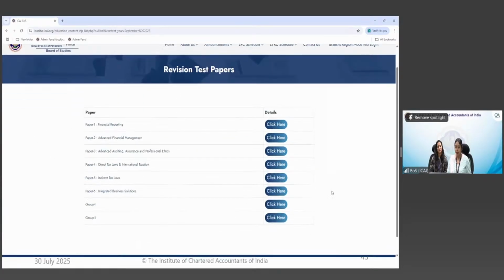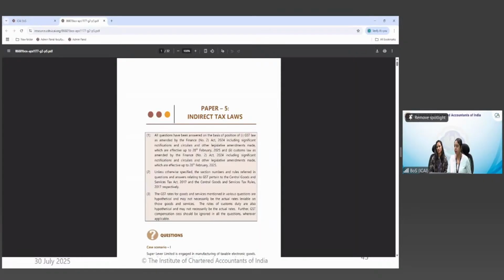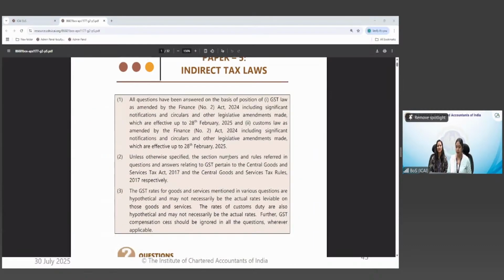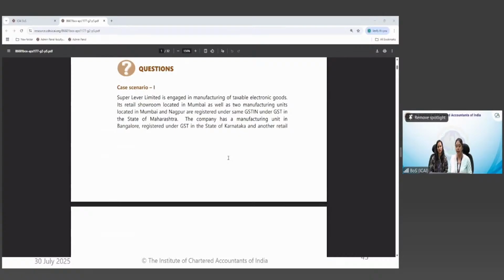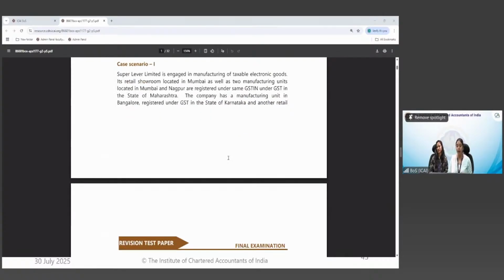So this is the revision test paper for indirect tax laws which is available. Actually, we have taken a lot of latest amendment-based questions. We'll take you through that also. We'll just have a glance at the RTP, what type of questions we have covered, and we want you all to attempt those questions.